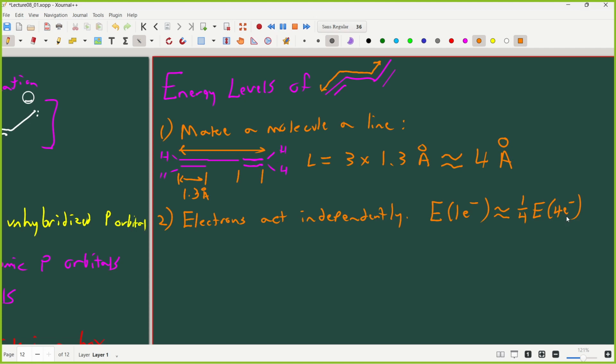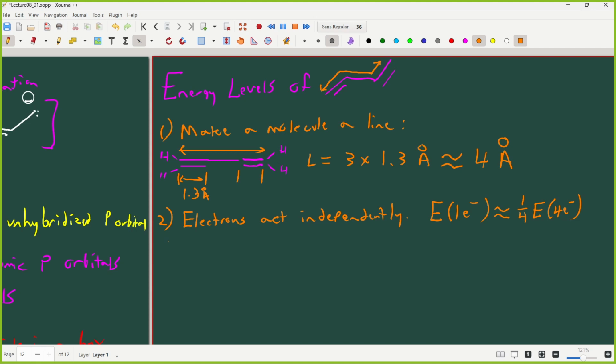That might seem like a bad assumption, because if the electrons are close together, they're going to repel each other. So if there's an electron nearby, the other one will see it and it will affect its energy. So we're going to ignore that. We're going to see how good a result this gives us, but we'll ignore it for now. All right, so those are our 2 assumptions.